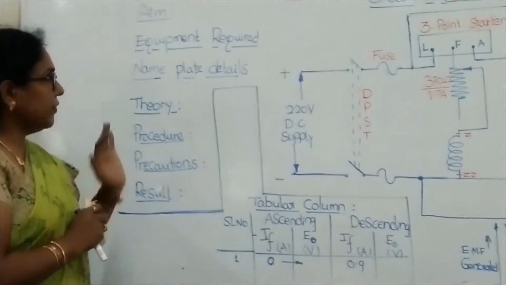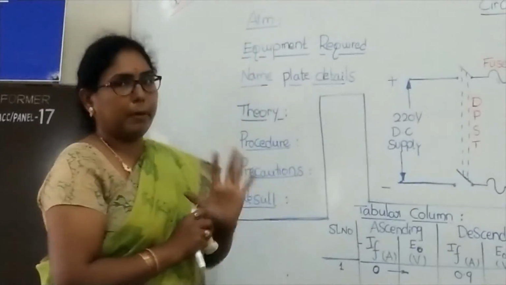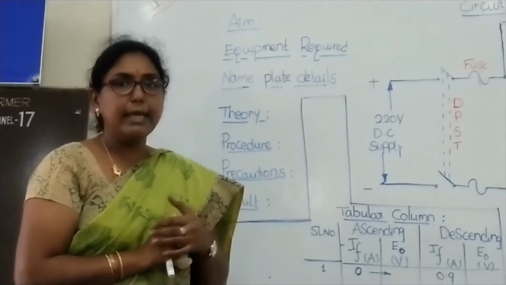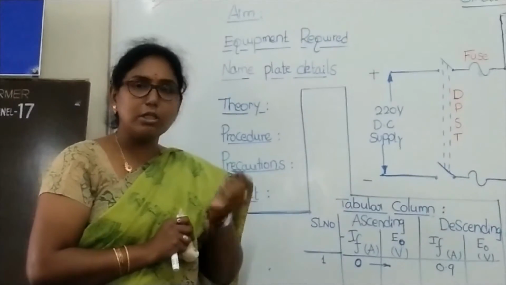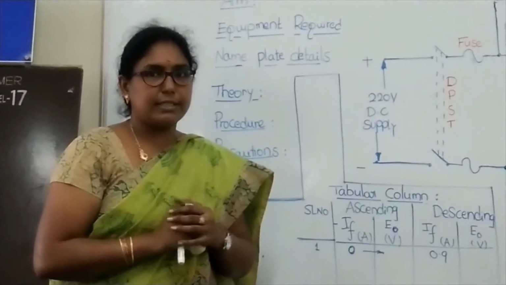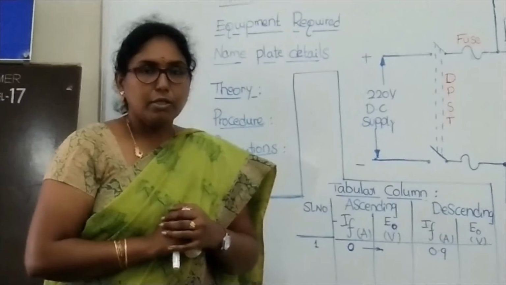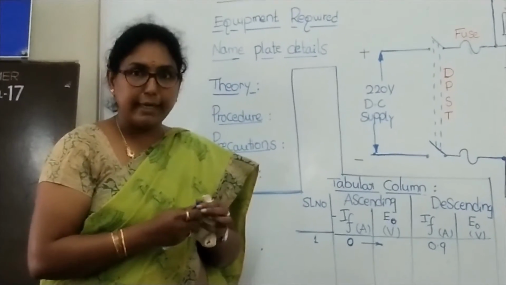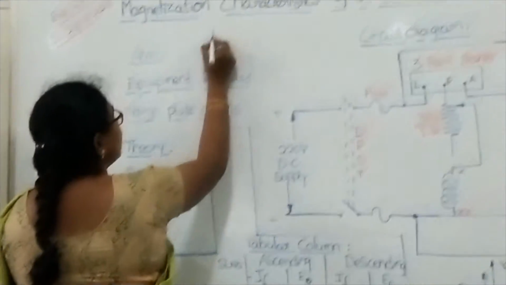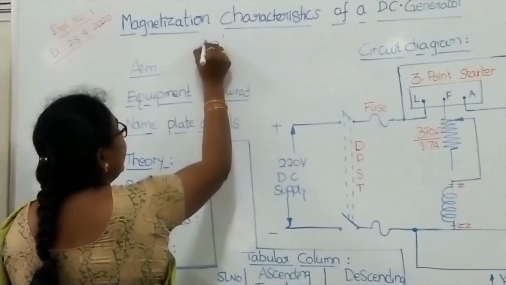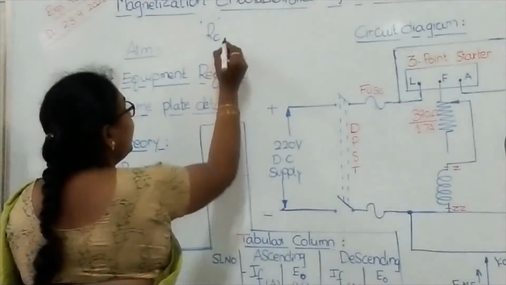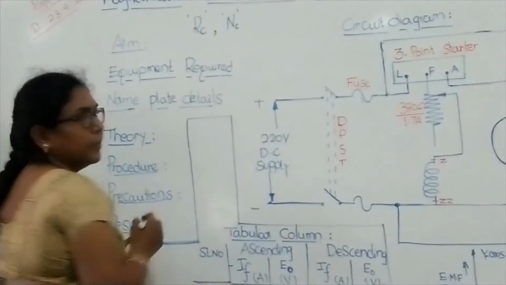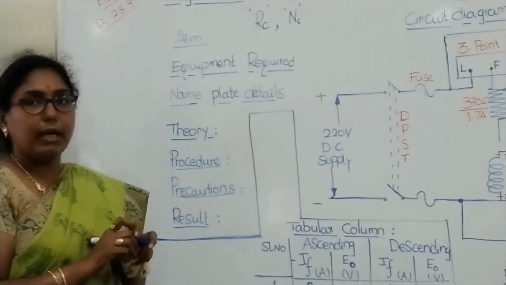What is the aim of the experiment? The aim is to obtain experimentally the magnetization characteristics, also called the open circuit characteristics, of the DC shunt generator. After obtaining the characteristic curve, we are going to calculate the critical field resistance RC, and then obtain the critical speed NC from the graph. So this is the aim of the experiment.